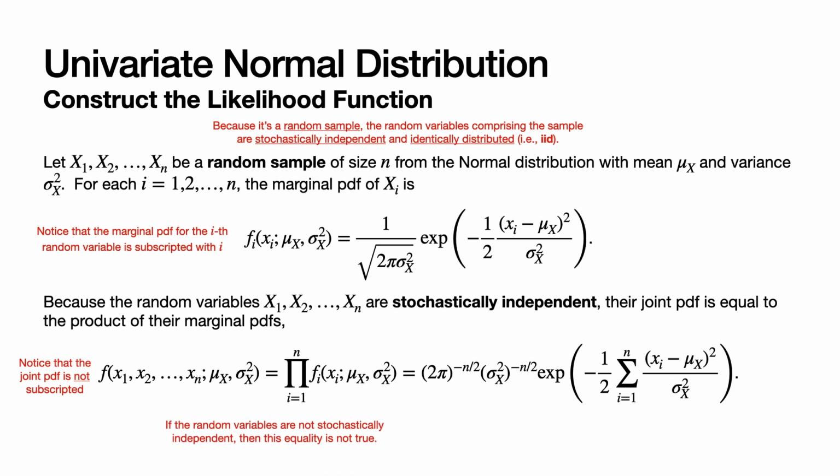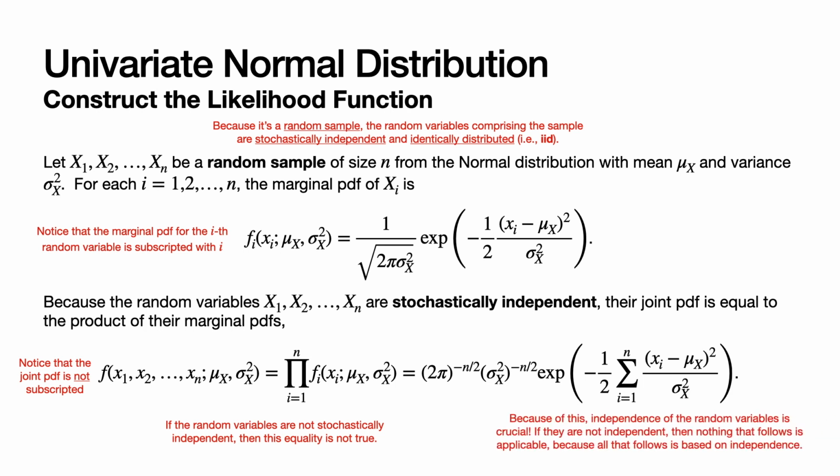Now, if the random variables were not stochastically independent, then this equality would not be true. In other words, the joint PDF would not be equal to the product of the marginals. And if it's not equal to the product of the marginals, then we really would not have any idea what that joint PDF would look like. Because of this, independence of the random variables is crucial. If they are not independent, then nothing that we're going to do following this is applicable, because all that follows is based on independence.